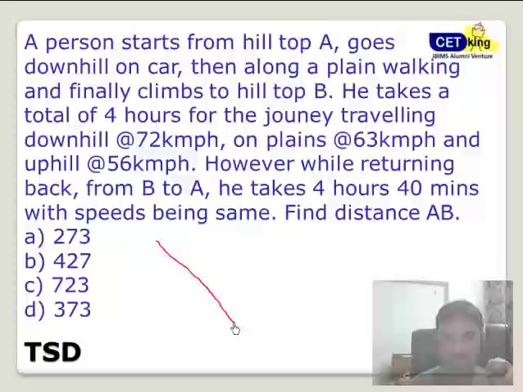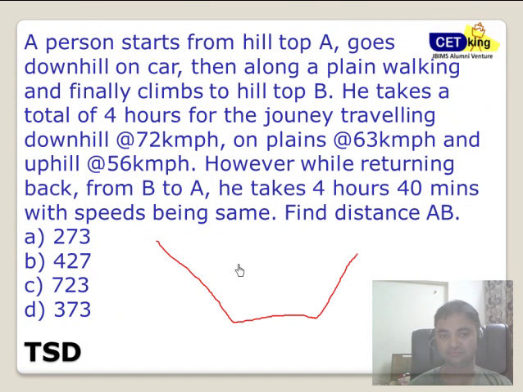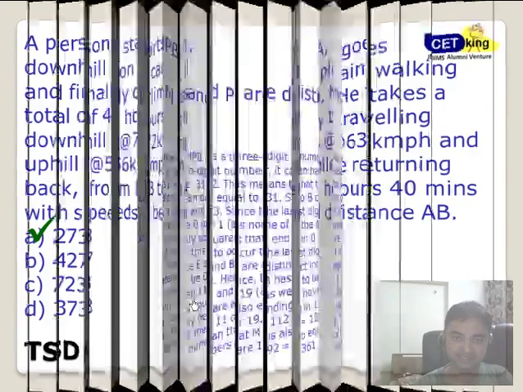A person goes downhill, then plain walk, and then goes uphill. Fine, the total time taken is 4 hours, downhill, uphill. How much time will it take? Now this is a typical question which is there to waste your time. Fine. So your idea should be to avoid this kind of question, or do it towards the end if you get time. Fine. So if you try to solve this, the answer is A.